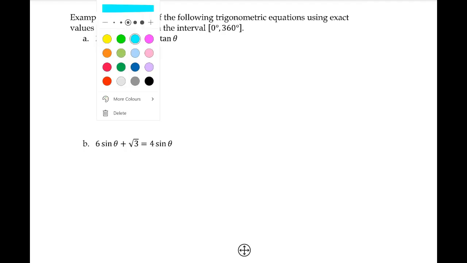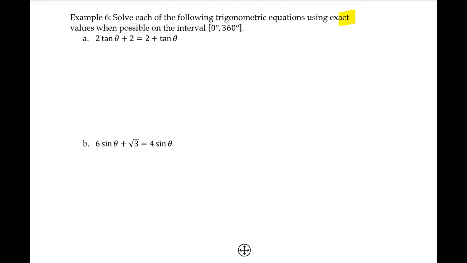Example 6, if you want to give it a shot at this point, I would really recommend pausing the video. Just a couple of key things to watch out for is that we're still talking about exact values. That means we're not using a calculator. But in this case, we are working in degrees instead of radians. So make sure you switch your brain into that mode.